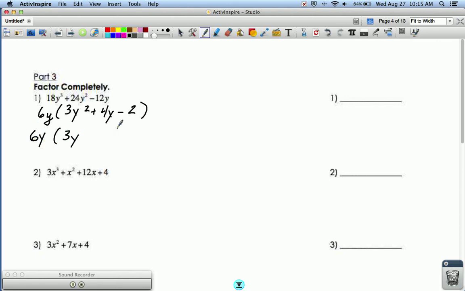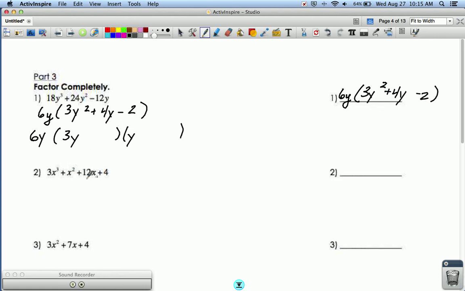3y and y makes up 3y squared. And a 2 here gives us 6, and a 1. 6 and 1 does not give us 4. A 2 and a 1 gives us 3 and a 2, so we cannot factor any further. We are done at the first stage of factoring. But we need to check to make sure that quadratic was not factorable.